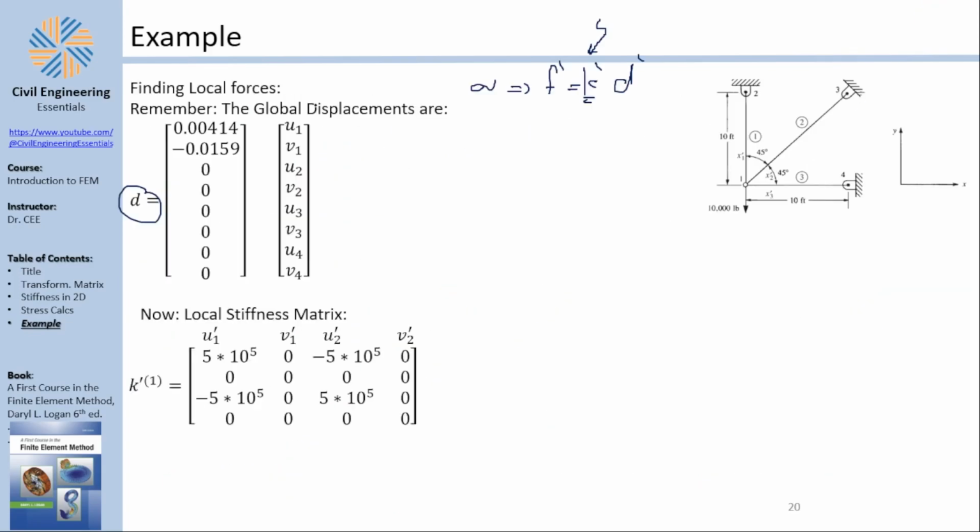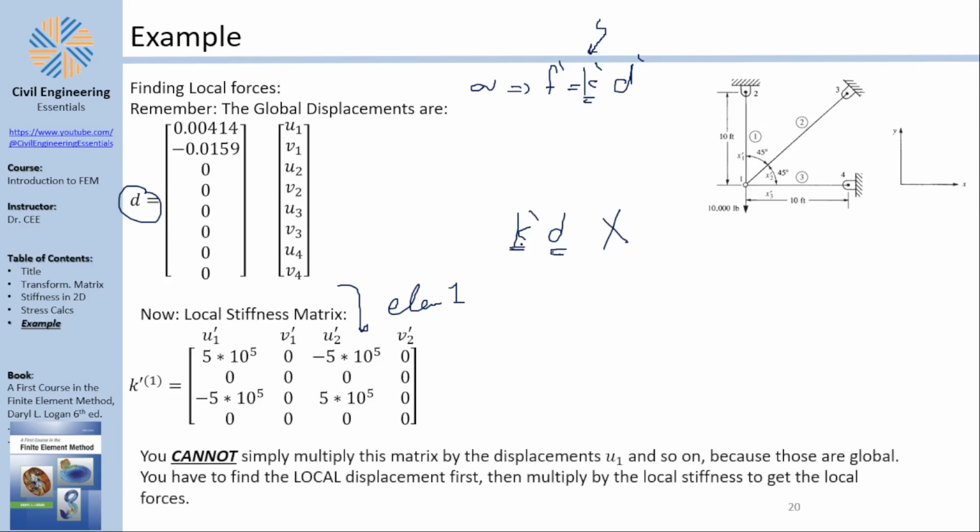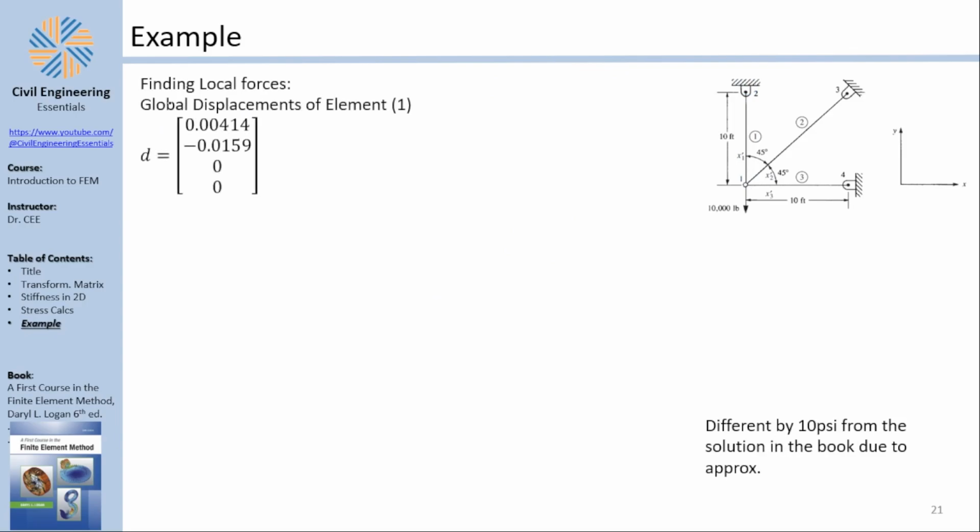for educational reasons. We have our global displacements. We have our local stiffness matrix for element number 1. So can we just multiply K dash with D? No, because this is global and this is local. We have to find the local displacements. How do I find the local displacements? I mean, look. I basically, first of all, select the displacements from the global that are related to element 1. Element 1 connects node number 1 with node number 2, so those are the relevant displacements to my element, which are those. So I take them and isolate them. Those are my global displacements for element number 1.